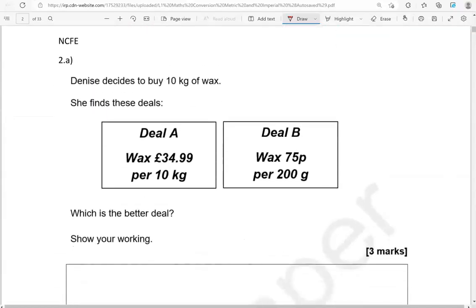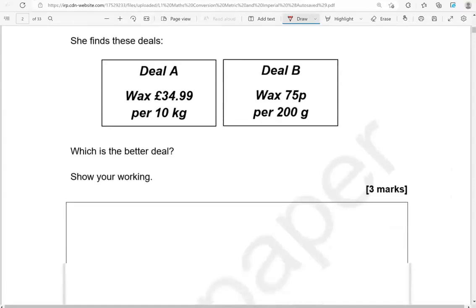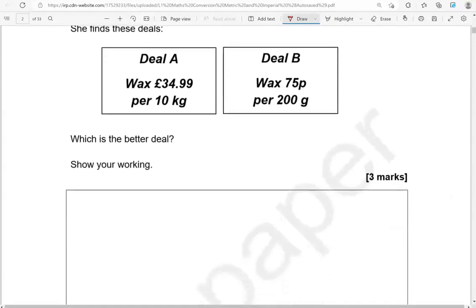Denise decides to buy 10 kilograms of wax. She finds these details. Deal A, wax £34.99 per 10 kilogram. Deal B, wax 75 pence per 200 grams. Which is the better deal? Show your working. Okay, so she wants to buy 10 kilograms of wax. And with deal A, that is £34.99. With deal B, you're going to need to work it out, because it says 75 pence per 200 grams.